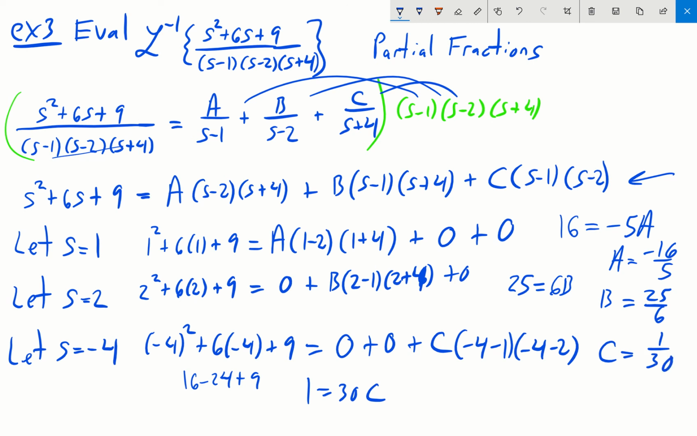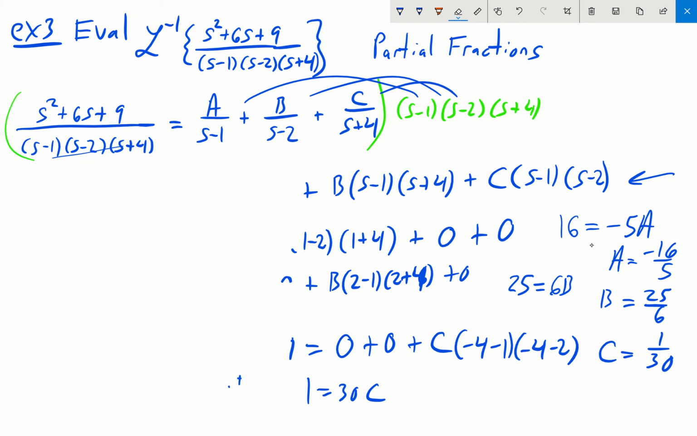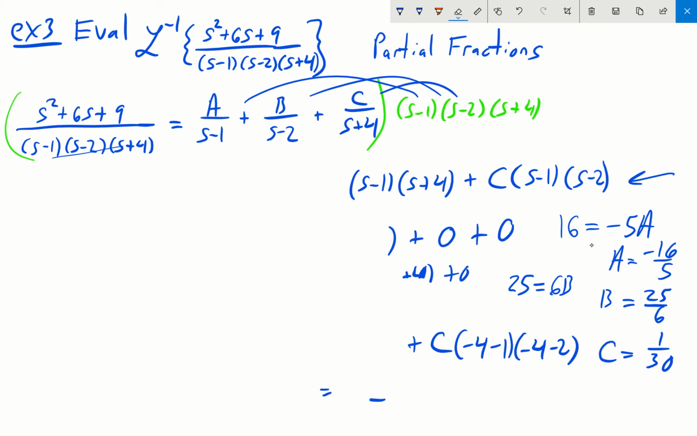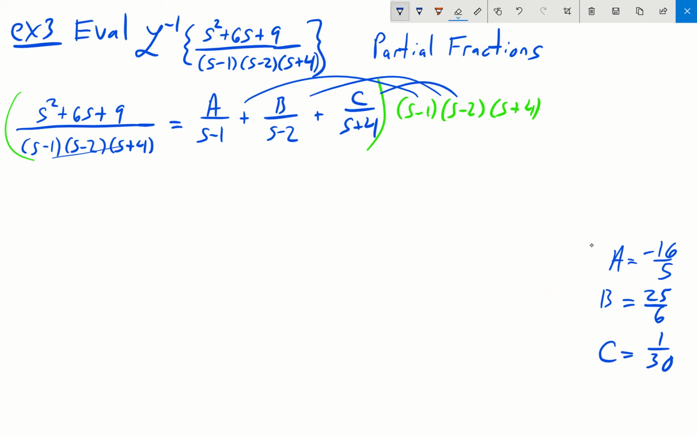So that's how partial fractions works. Again, there's more than one way to do this, but oftentimes, especially if you have linear factors that are non-repeated, this choosing convenient choices of s tends to work out very, very well. So what do we now know? We are able to rewrite our function we're trying to find the inverse Laplace of.